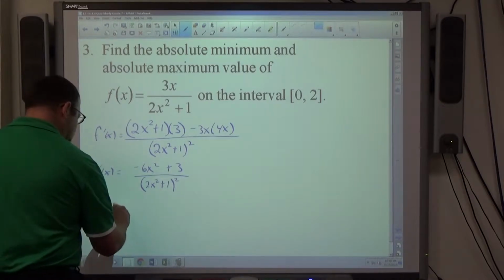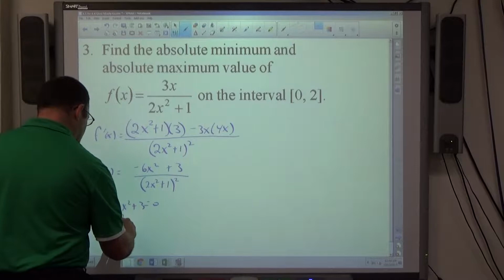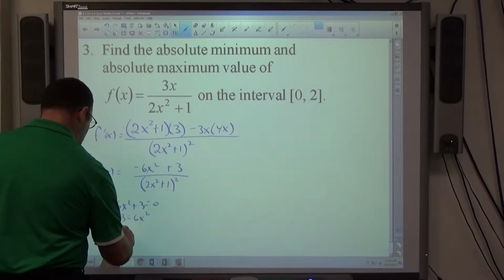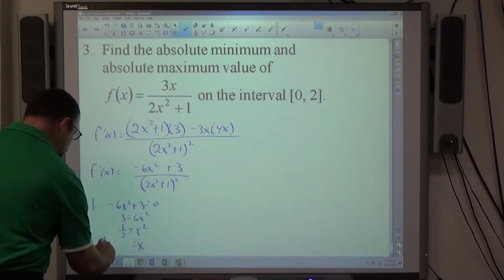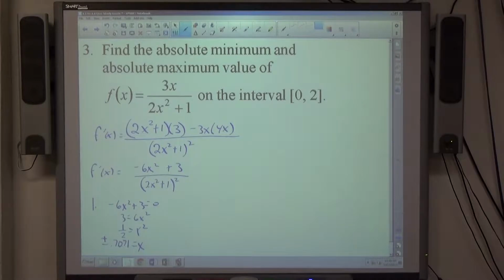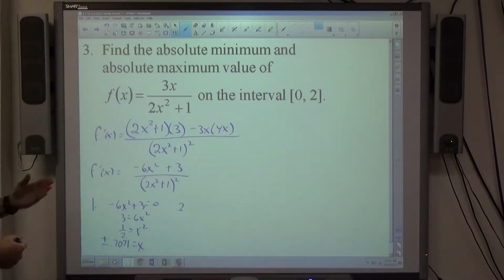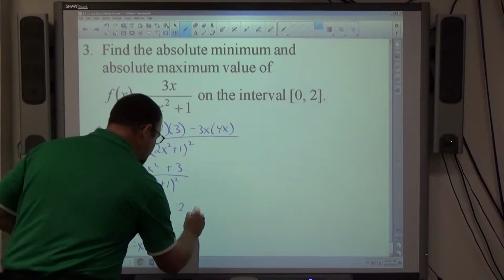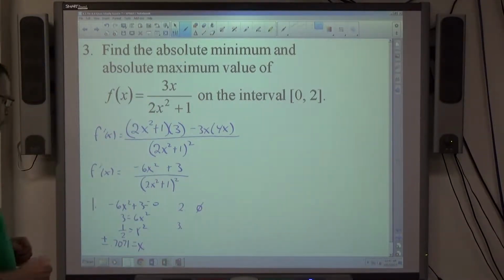So if I do negative 6x squared plus 3 is equal to 0, that gives me 3 equals 6x squared, which means 1/2 is equal to x squared, which means x is going to equal plus or minus the square root of 1/2. So plus or minus 0.71, if you will. Criteria 2, we want the bottom to equal 0 because criteria 2 is the derivative is undefined. 2x squared plus 1 can't equal 0, so there are no criteria 2 numbers. Criteria 3, we're looking for endpoints, which are 0 and 2.